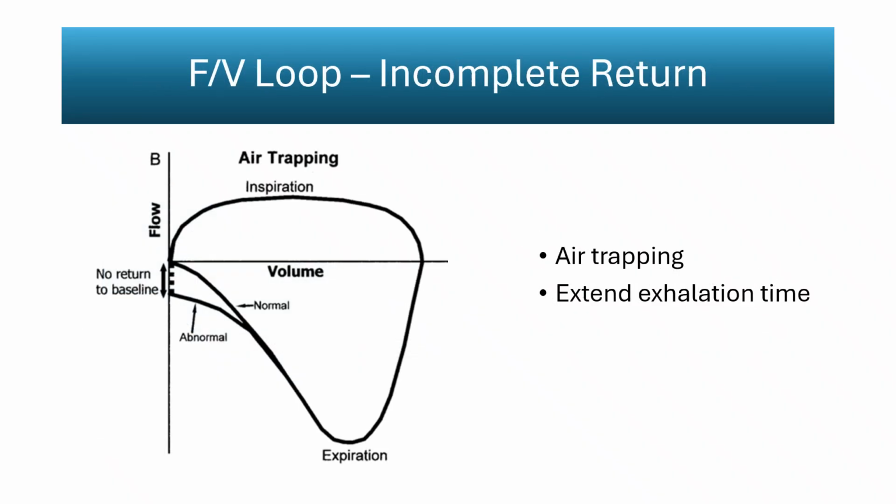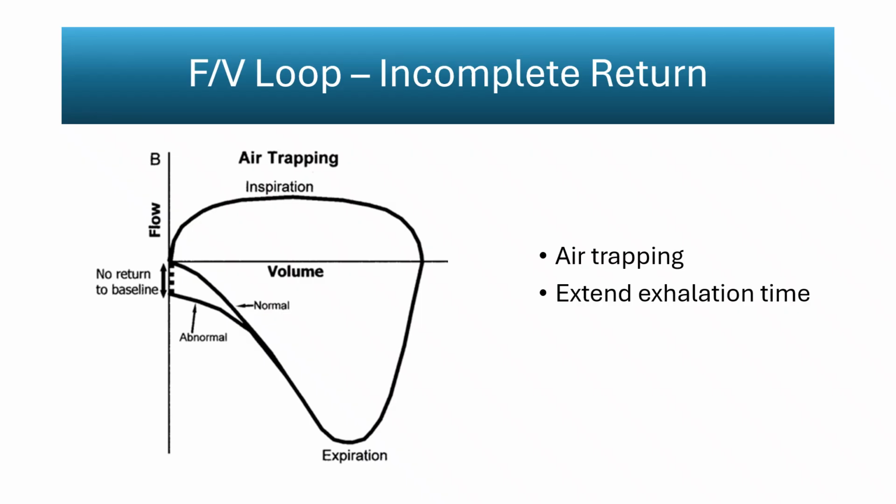Incomplete return on the flow volume loop occurs when the expiratory limb does not come back to its starting point at the end of exhalation. Instead of returning to the same baseline volume that began inspiration, the loop ends higher on the volume axis. This indicates that the lung has not fully emptied before the next breath begins. The underlying mechanism is air trapping.